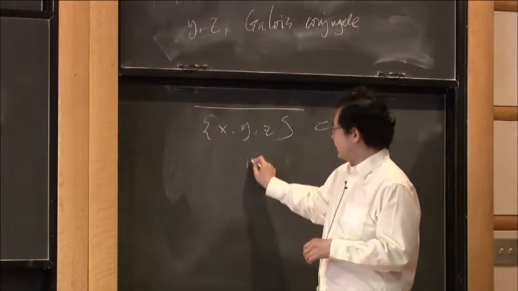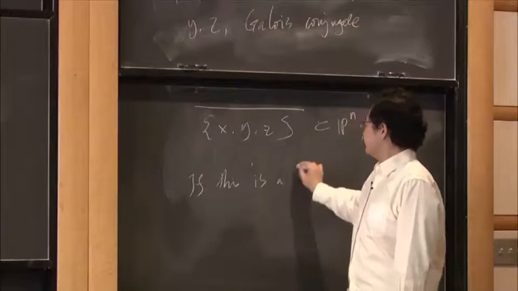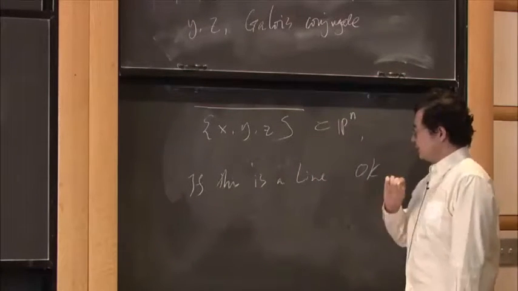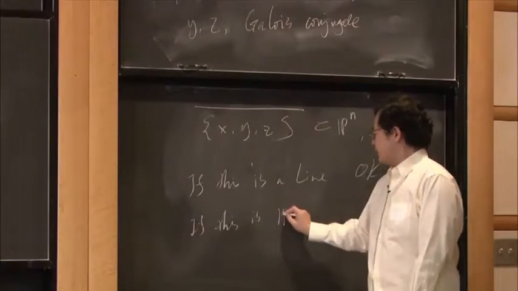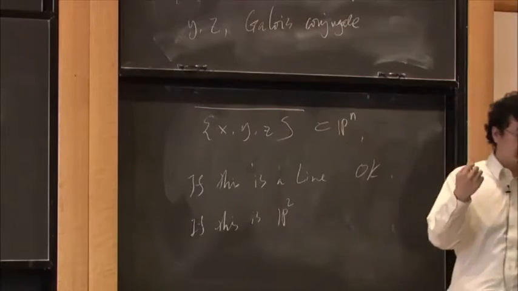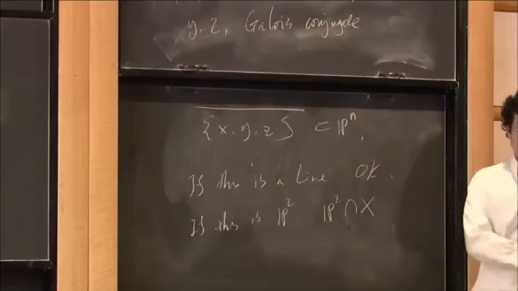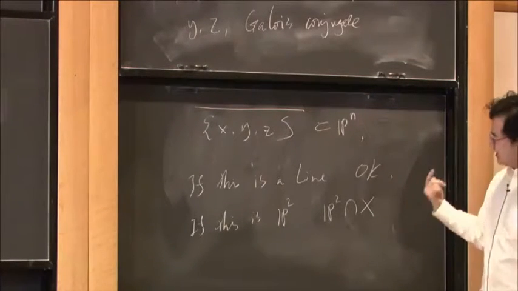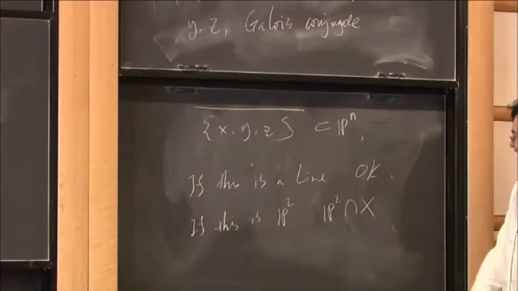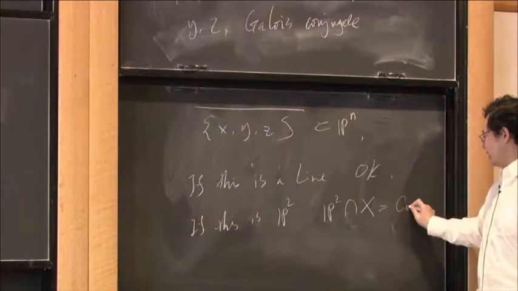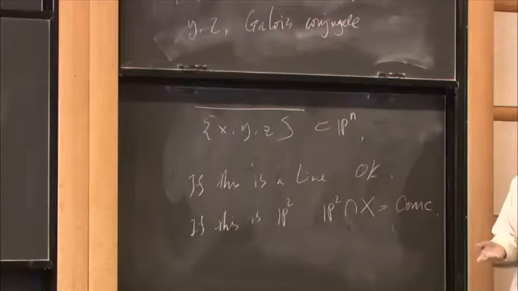So if this is a line, okay. And if this is a P2, which is also defined over the original field, then what you do is you take the intersection with X. So of course, in the degenerate case, this P2 will be contained in X. Again, it's okay. So in the non-degenerate case, this is a conic. Okay. So a conic is geometrically P1. Okay.